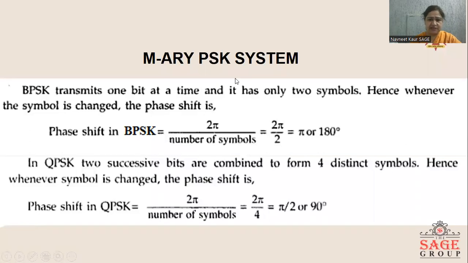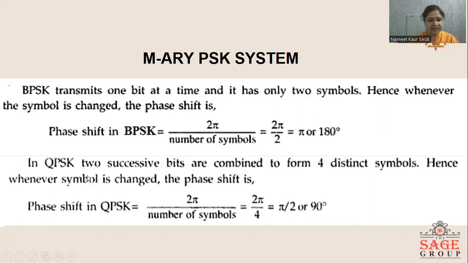Now in my previous lectures, I have already covered binary phase shift keying and quadrature phase shift keying system. We have seen that in binary phase shift keying, our symbol is made up of one bit. So we have two symbols, either 0 bit or 1 bit. And in case of BPSK, the phase shift is given by 2 pi divided by number of symbols, which are 2 in case of BPSK, which is given as pi or 180 degree. So in BPSK, whenever there is a change in the symbol, there is a phase shift of 180 degree.